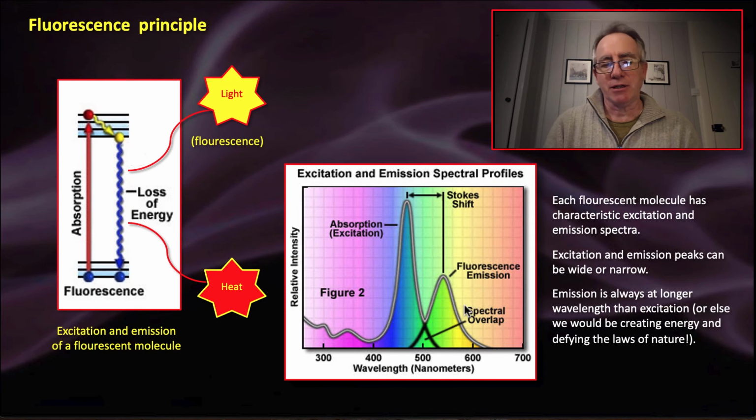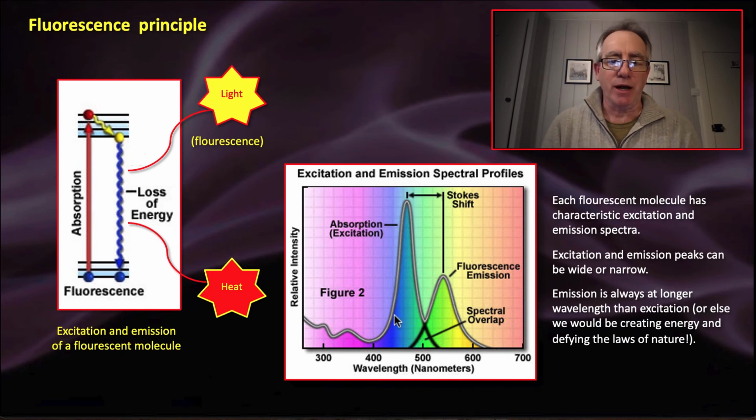Emission, the fluorescence that you see when you excite a fluorochrome, is always at a longer wavelength. It's always down this way towards the red. That's because light energy that goes towards the red has less energy. Light that's down here in the UV range is much more energetic than light that's down here in the red range. So put energy in, get some lower energy out.